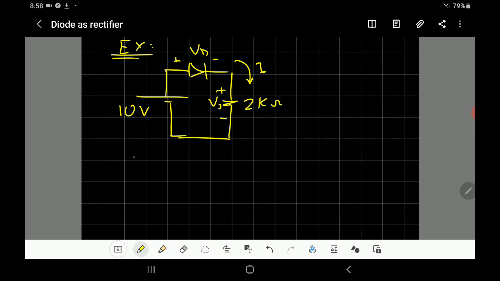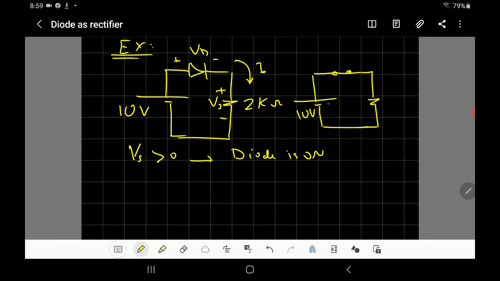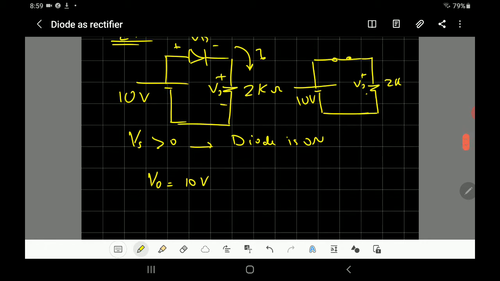Since the 10 volts, the bias voltage, is greater than 0, the diode is on. And since the diode is on, we can represent it as a short circuit, like a wire. The voltage across the load, V output, will be equal to 10 volts because this is a short circuit. And the current will be equal to the voltage, 10 volts, divided by the resistance of the load, 2 kilo ohm, so we'll have 5 milliampere.